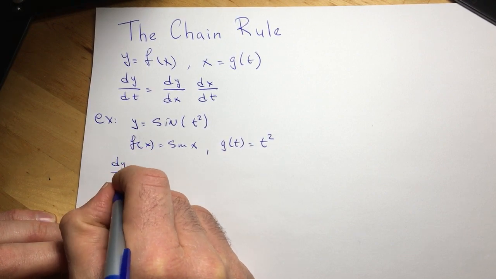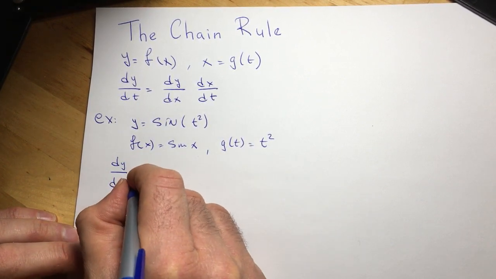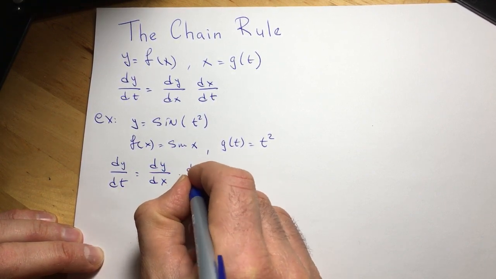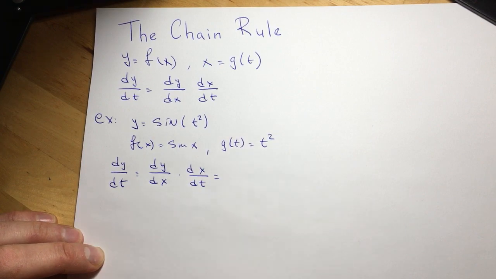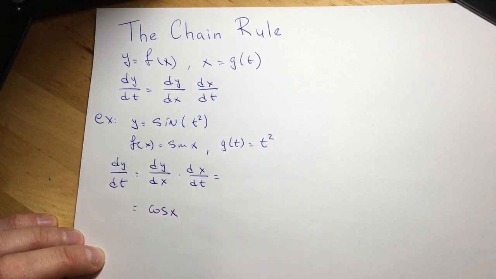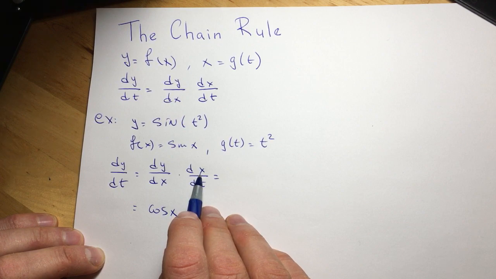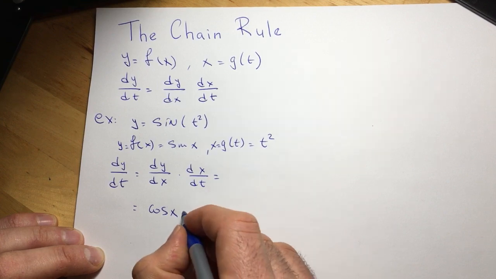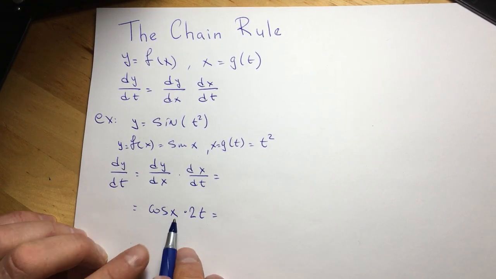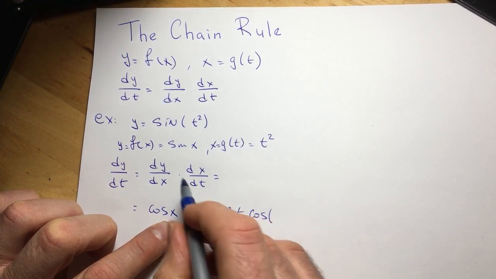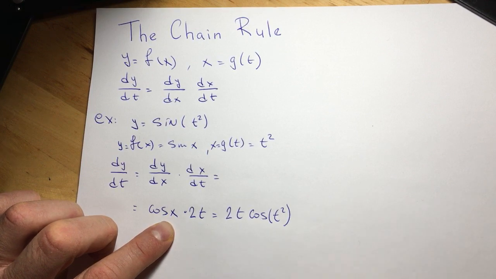Then dy dt is equal to dy dx times dx dt. Okay, and the derivative of y with respect to x is just cosine of x, times the derivative of x with respect to t, which is 2t. Now x is t squared, so you get 2t times cosine of t squared.